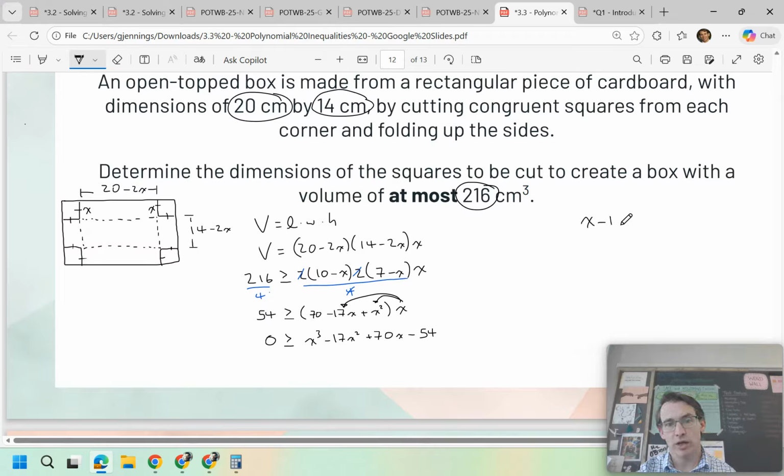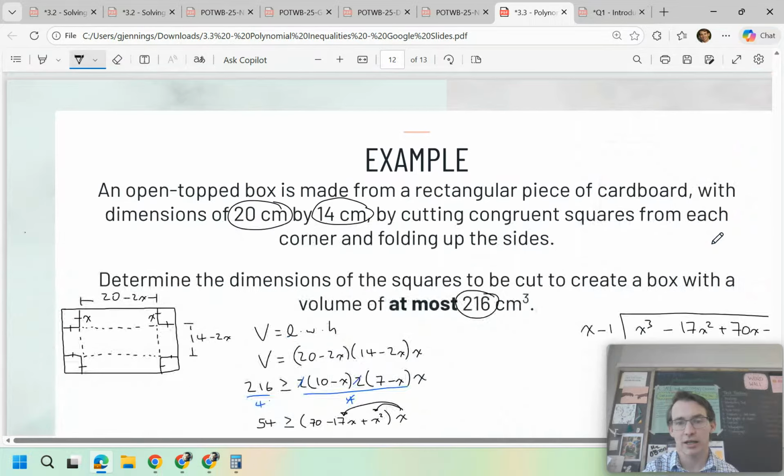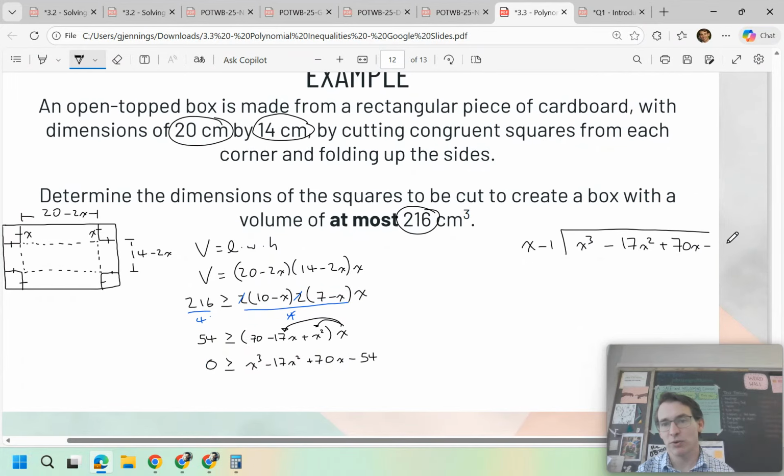So good news, let's divide it out. x minus 1, remembering to flip signs, into x cubed minus 17x squared plus 70x. Anyone able to do these in their heads yet? Not me. Minus 54.